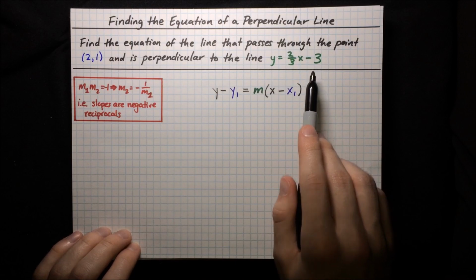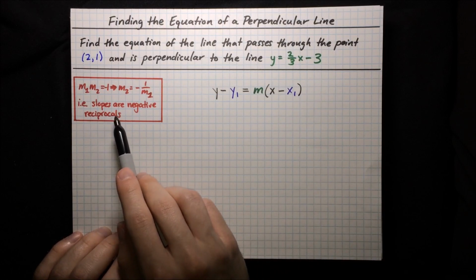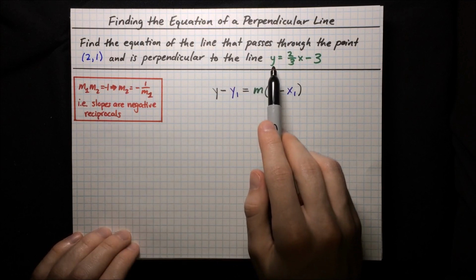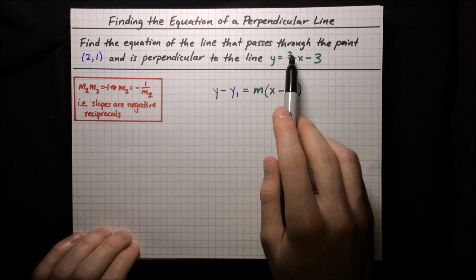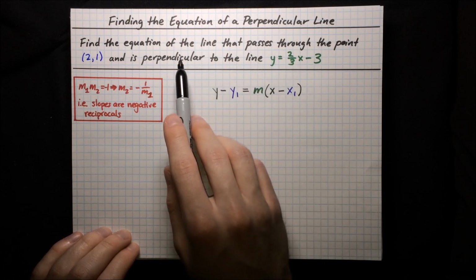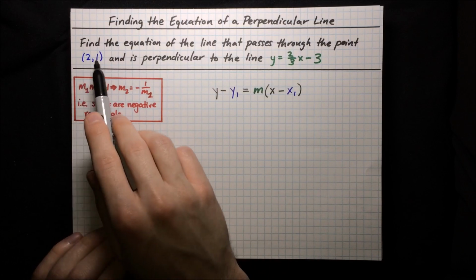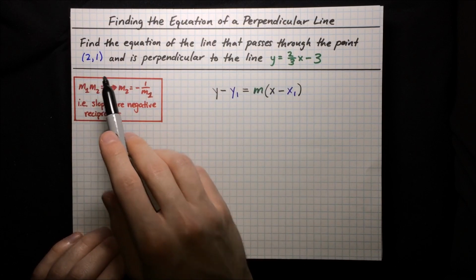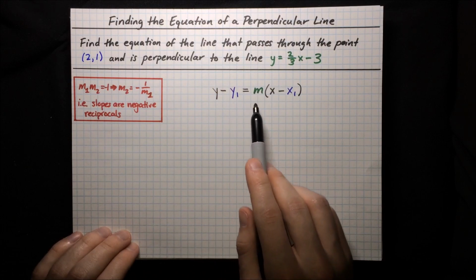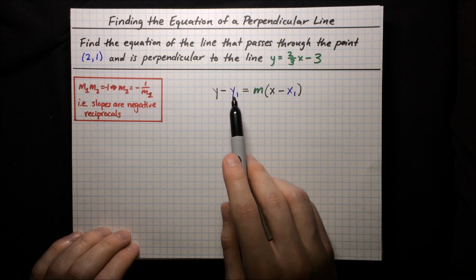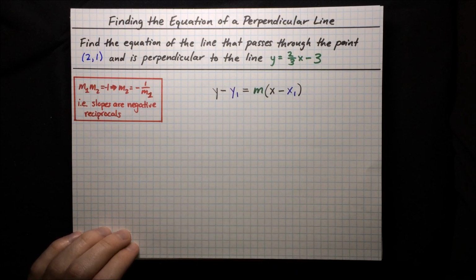Well, we saw previously that the slopes of perpendicular lines are negative reciprocals, and we know that the slope of the given line here is 2/3. So we can use that to find the slope of the perpendicular line. And then we have a point, and once we have the slope and a point, we can just plug that into point-slope form here. But first things first, let's go ahead and find that slope of the perpendicular line.